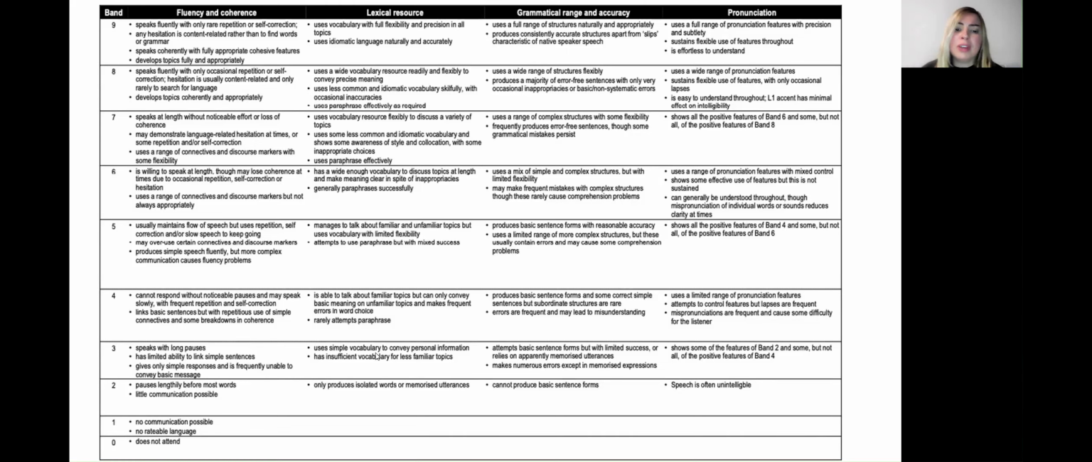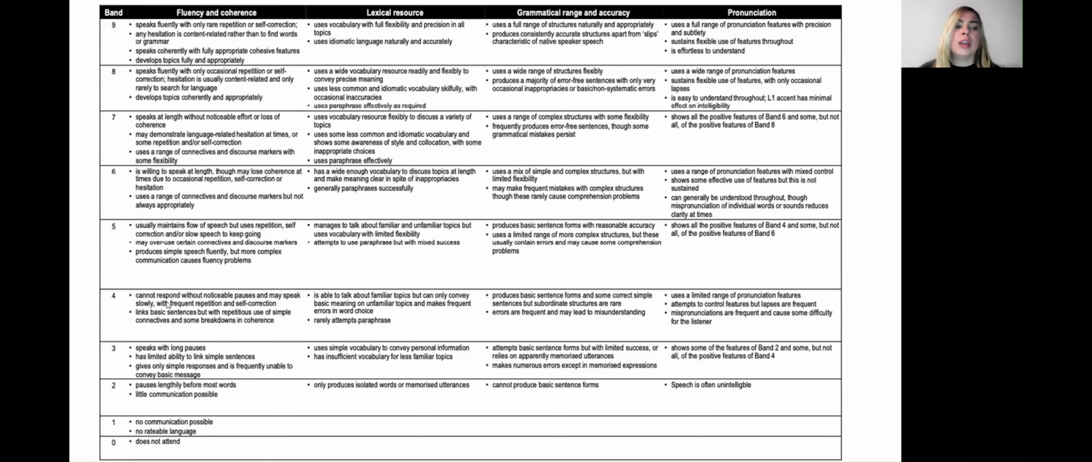You're using simple vocabulary, such as giving personal information. You're speaking about familiar topics, but still your vocabulary is insufficient. You're attempting to make basic sentences, but with limited success, but you have to rely heavily on memorized utterances. So things that you memorize and you're trying to use exactly as they are, you will make a lot of errors, probably.